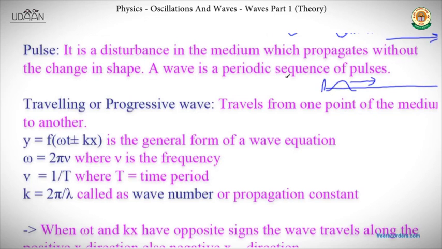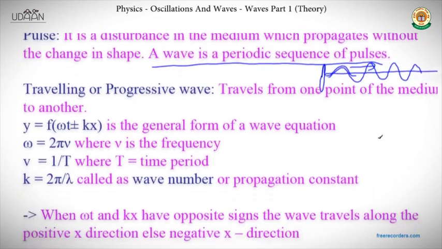So a wave is a periodic sequence of pulses. I create these kind of pulses again and again. Once I move up and come down to the mean position, again I go down and come to the mean position. So these kind of pulses are created, and the wave is formed. Basically the same action which you use to produce a pulse, if you keep repeating it, you'll get a wave. This is a very nice way to explain how a wave is actually a periodic sequence of pulses. So that was what a pulse is.